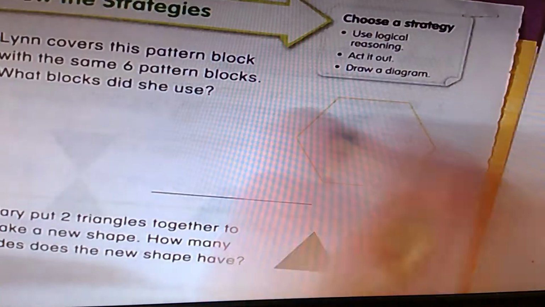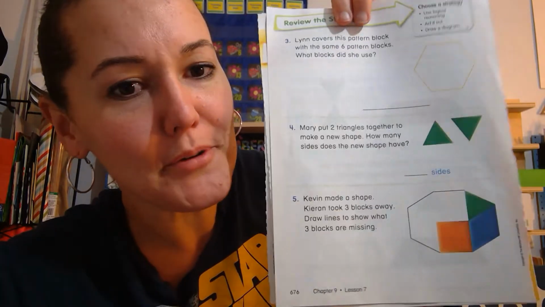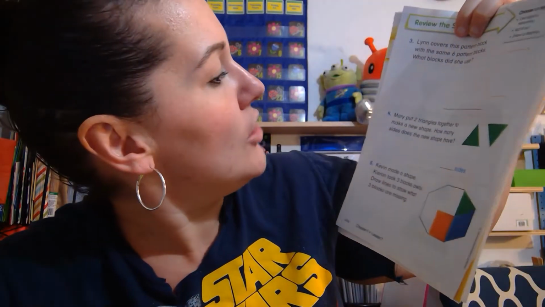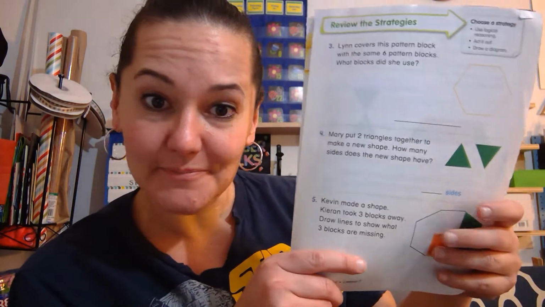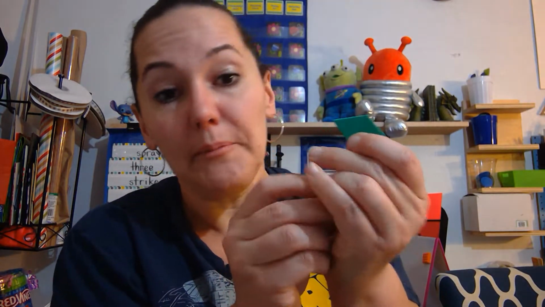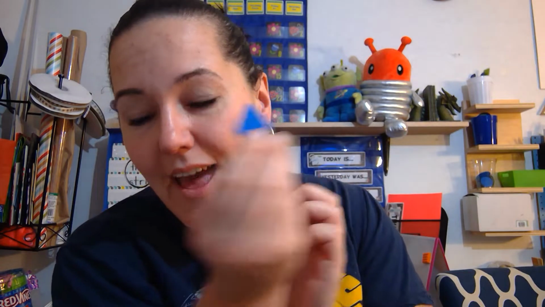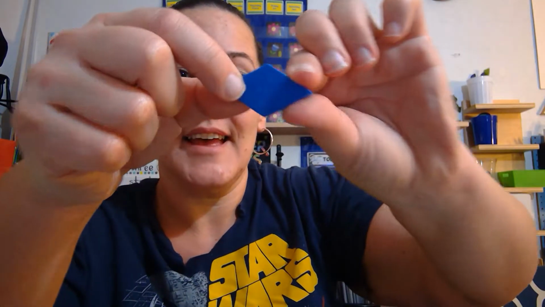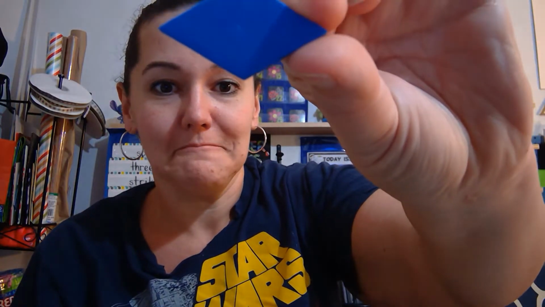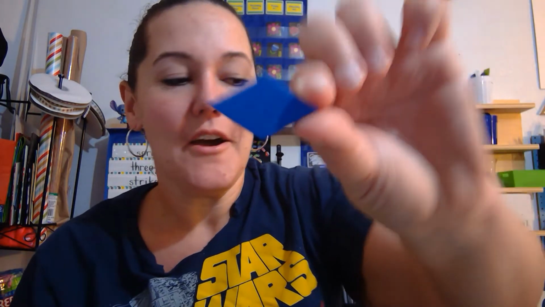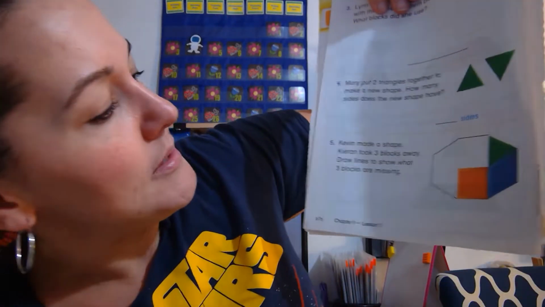Let's keep going. All right, Mary put 2 triangles together to make a new shape. How many sides does the new shape have? If you were to put those 2 triangles together, the shape you make is actually the rhombus. How many sides does this have? I'm trying to get it close. There we go. 4 sides and 4 vertices. Okay, excellent.